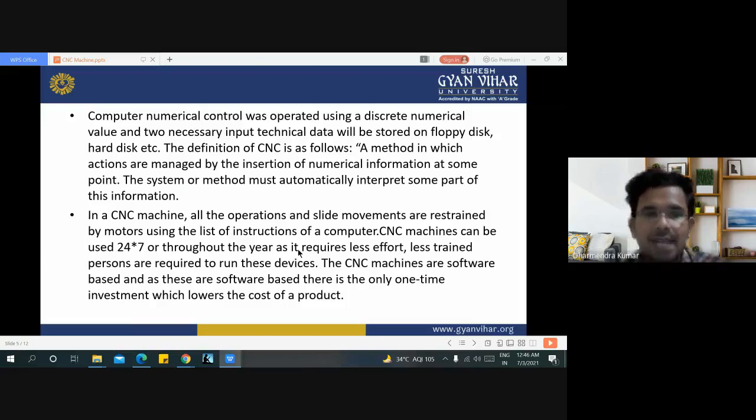CNC machines can be used 24 by 7, or throughout the year, as they require less effort. Less trained persons are required to run these devices. The CNC machines are software based, and as they are software based, there is only a one-time investment, which lowers the overall cost of the product. This is basically one advantage of the CNC machine.